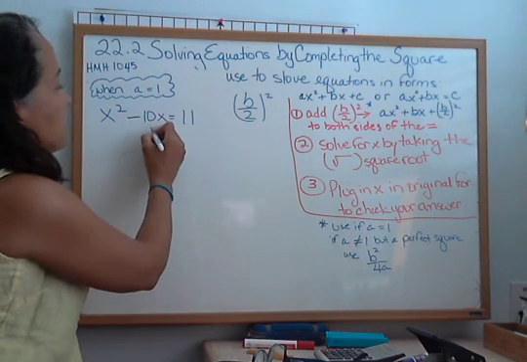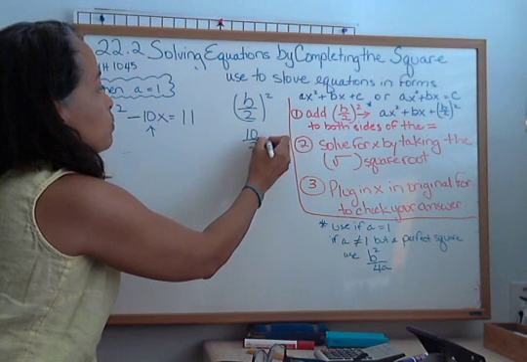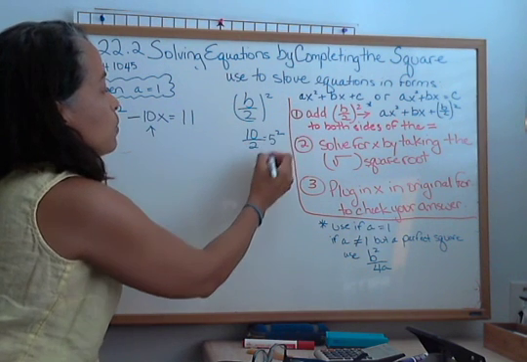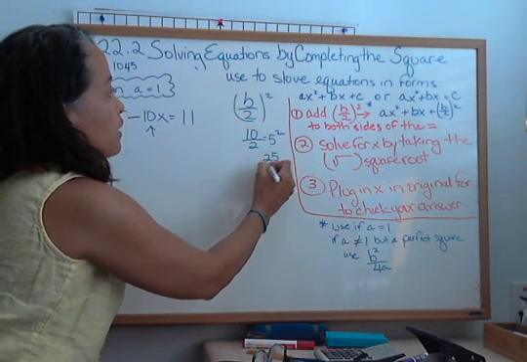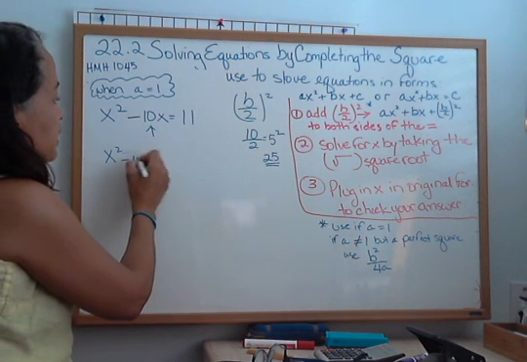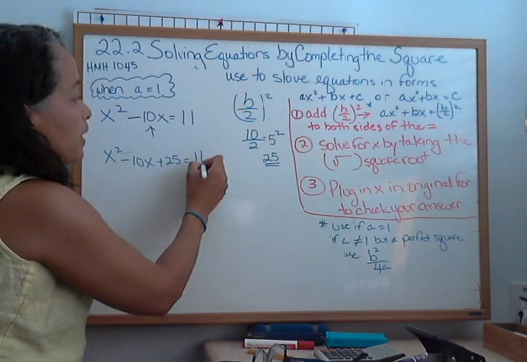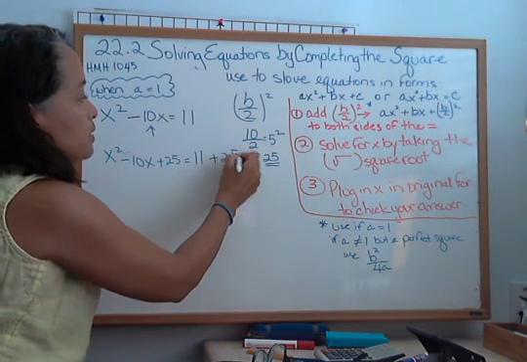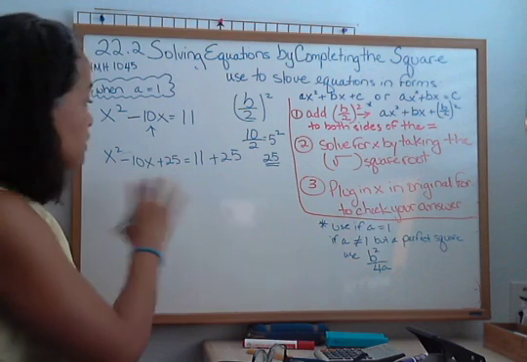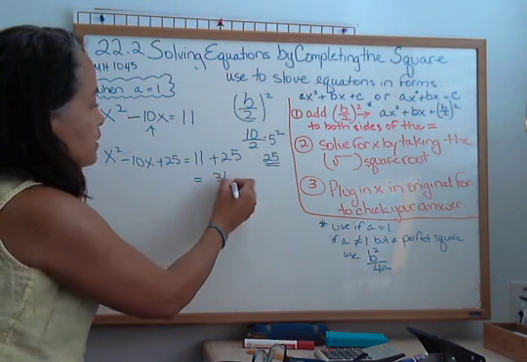What is my b? My b is 10. So I have 10 divided by 2, which gives me 5 squared. So I have to add 25 to both sides. X squared minus 10x plus 25 equals 11 plus 25. Now I'm going to simplify. On this side, 11 plus 25, 36.